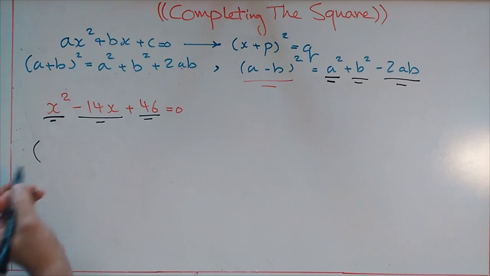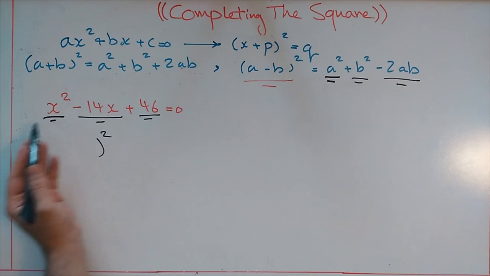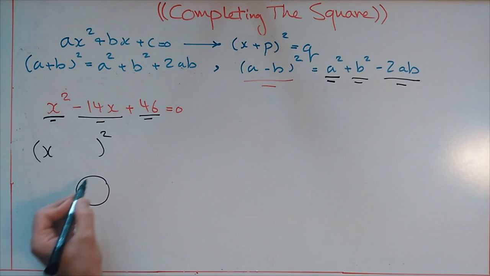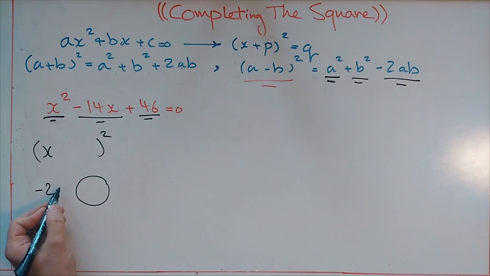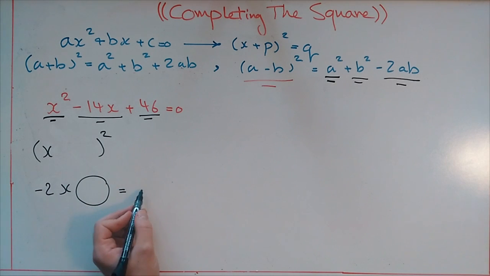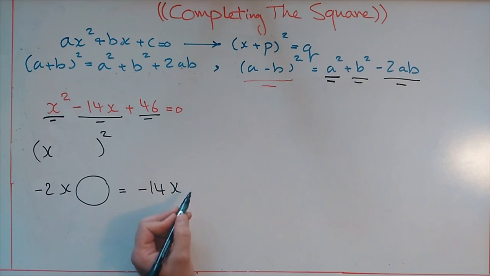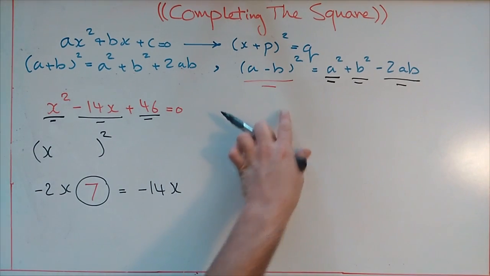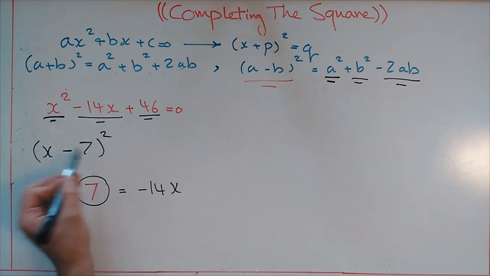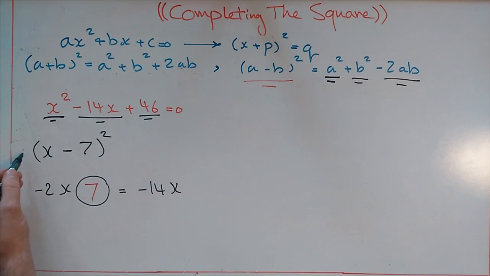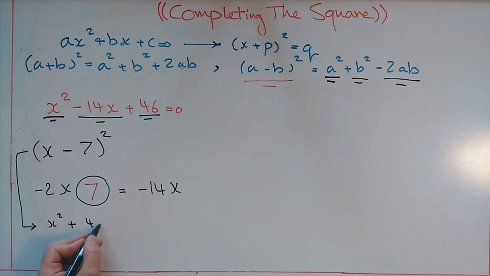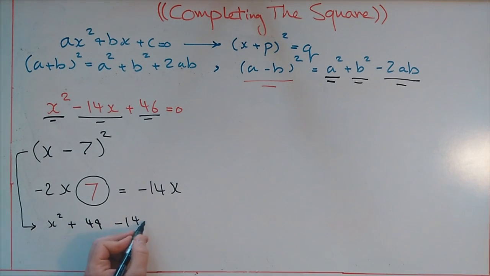So again, we make our brackets. We put the x. Now, I need to find a value that if I multiply it by negative 2x, I get negative 14x. Now what is that value? It is 7. So because it is a minus b, then I need to put minus 7 in here. Now if I solve this, I get x squared plus 49 minus 14x.